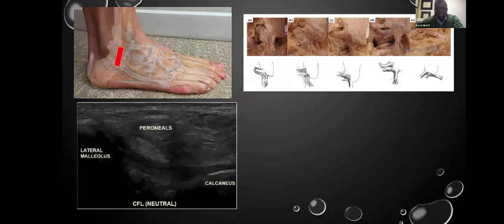And so here we have an image of the CFL in neutral. The important thing is that you're going to see the peroneals sitting on top of it. At some point the peroneals are going to be about 90 degrees to the CFL, and that's what you're looking for in order to evaluate it. If you don't actually see that at any point, then chances are your CFL is probably torn. And so this is the CFL in neutral, and you can see it has a lax configuration.